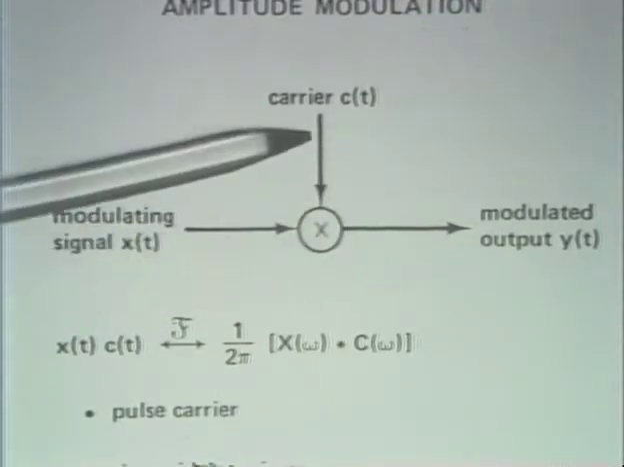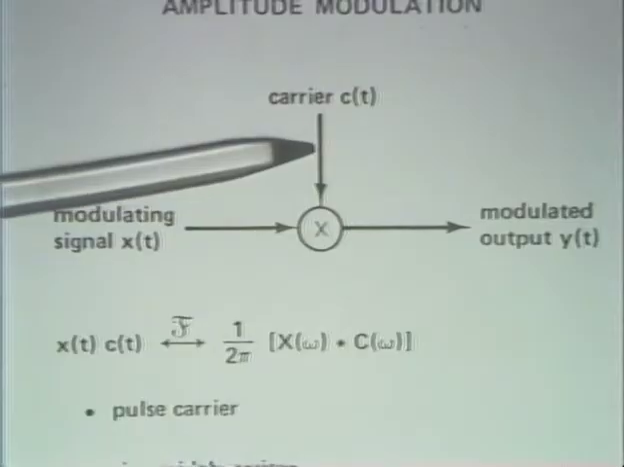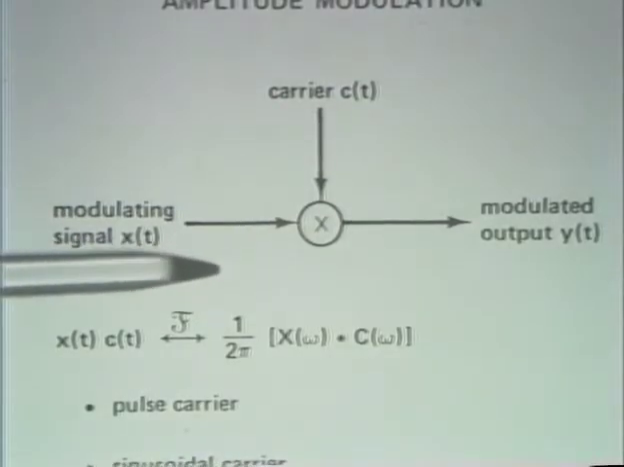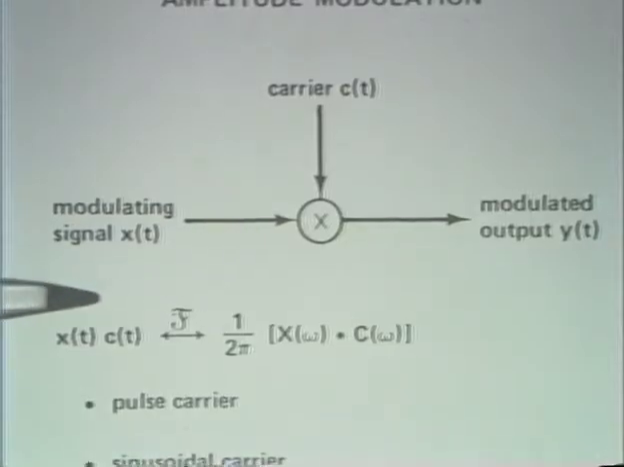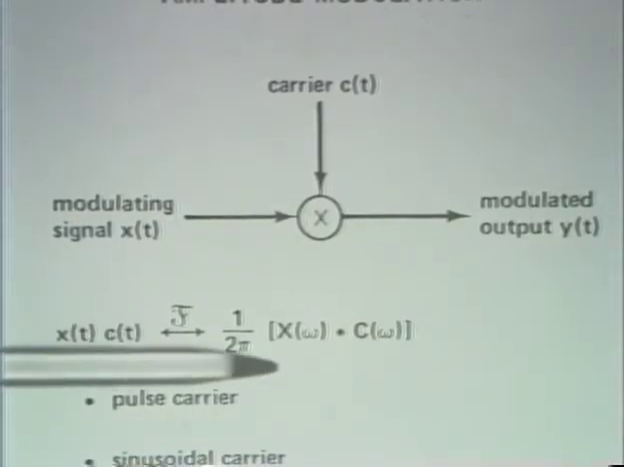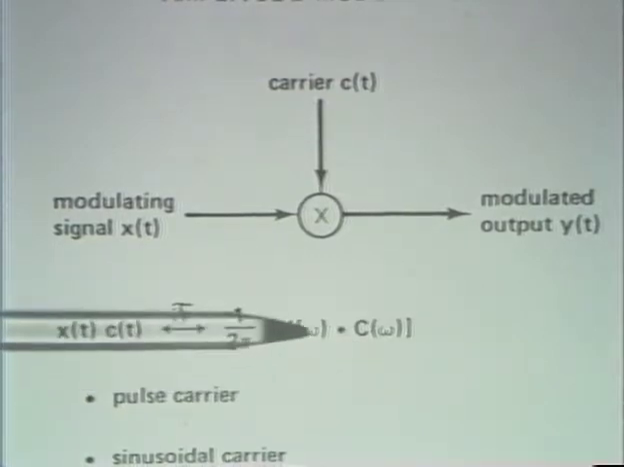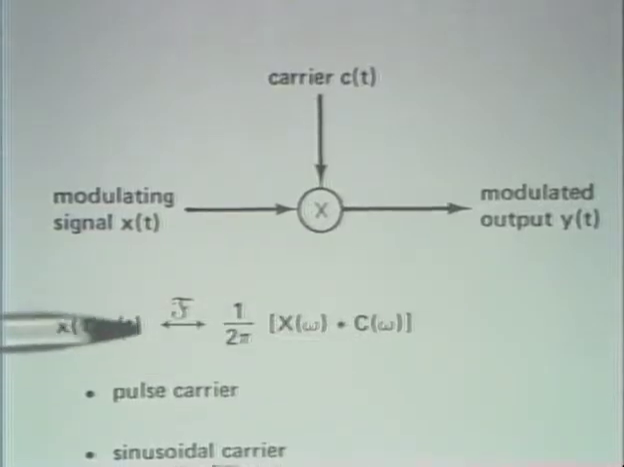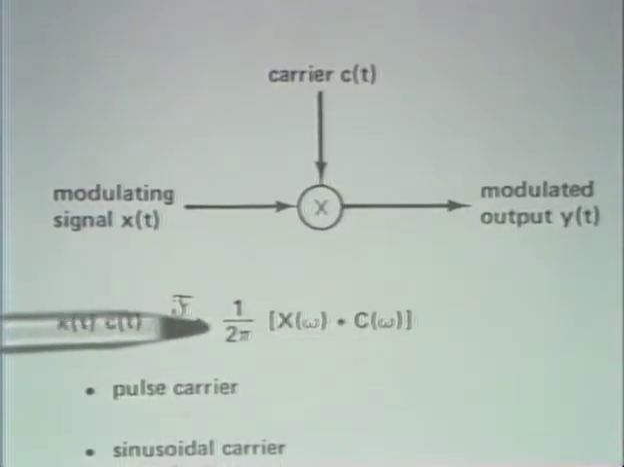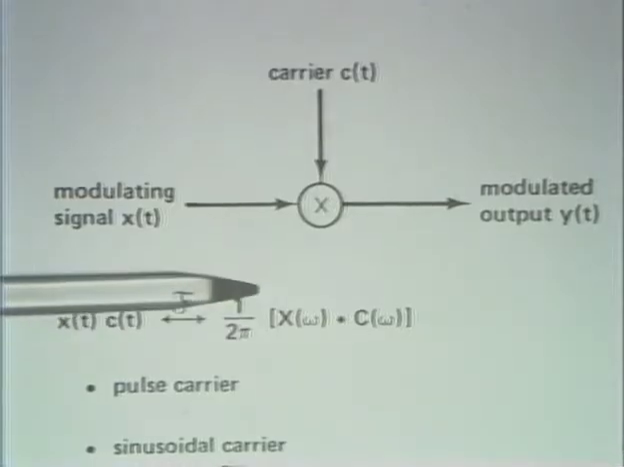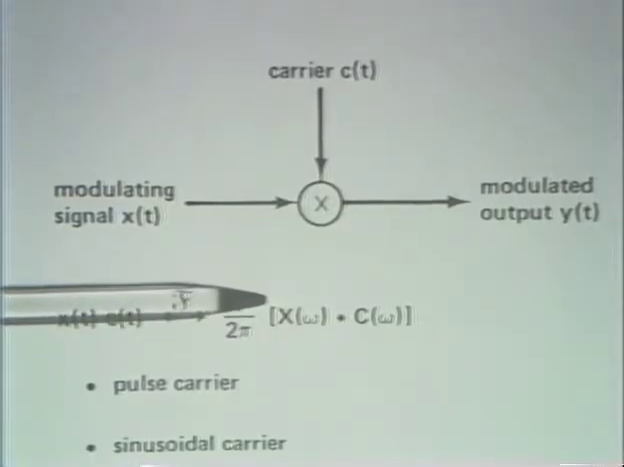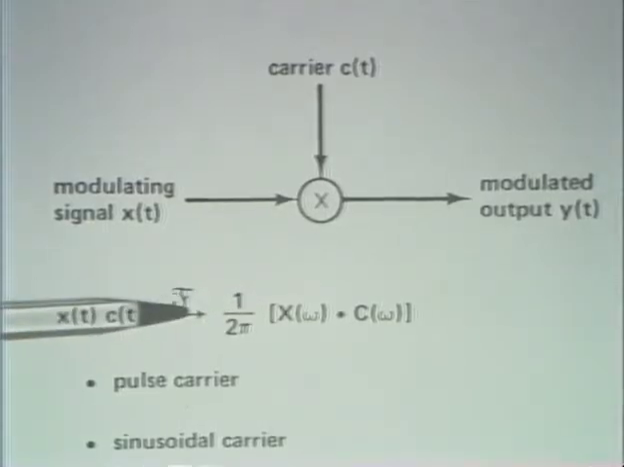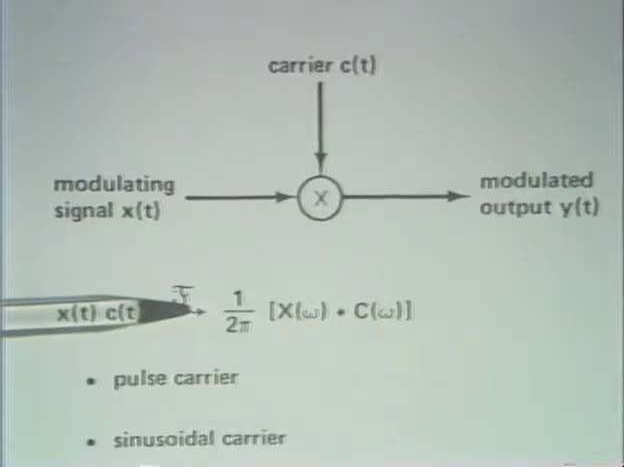Now, to analyze this, since we have multiplication in the time domain, we know from the property of the Fourier transform that we've developed previously, the modulation property, that multiplication in the time domain corresponds to convolution in the frequency domain. And it's this basic property or equation that lets us analyze in some detail, in fact, the notions of amplitude modulation. As we go through this lecture and the next lecture, we'll be talking, as I indicated, about several different types of carrier signals.